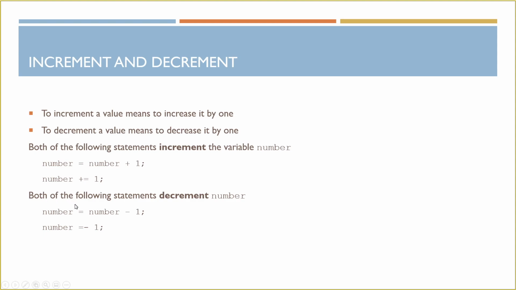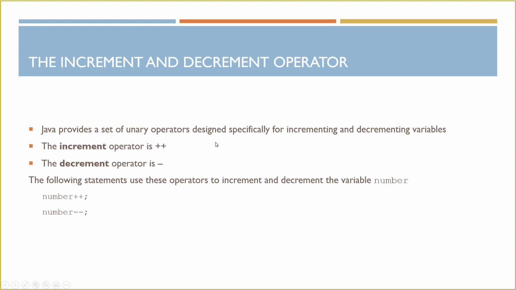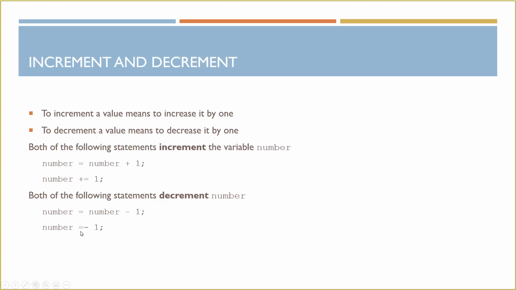This one here, these statements decrement the number variable. So number receives number minus 1, number minus equals 1. There is actually a typo on the slide. This should be minus equals. I will fix that before I upload it to D2L.